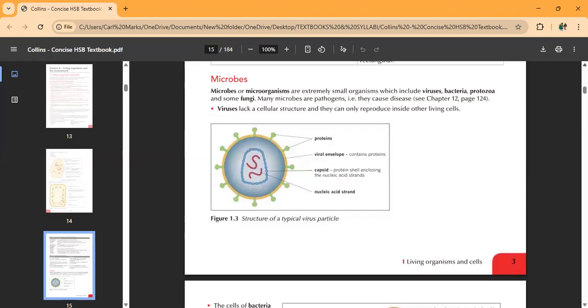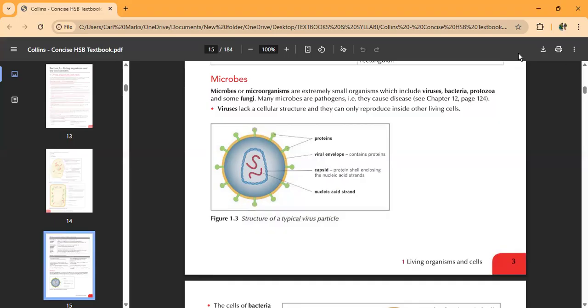Good. So we're moving on to microbes. When you hear microbes, think microorganisms. This includes viruses, bacteria, protozoa, and fungi, right? And many of them cause diseases, right? We call them pathogens. Now we're going to look at the structure of the virus, bacteria, and the fungi, right? So let's look at the first diagram.